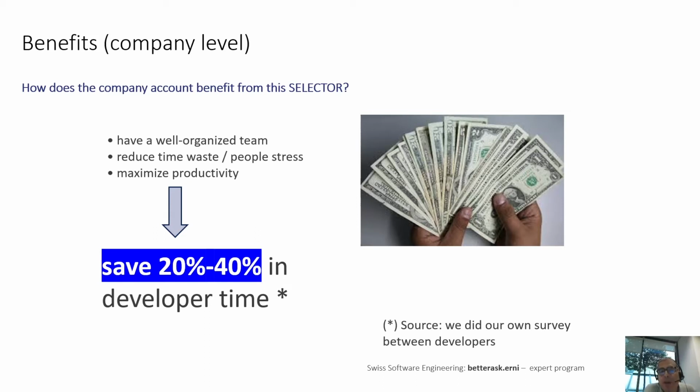Back in February, we did a survey on the internet, and we found that people think that using a proper strategy saves about 20 to 40% in developer time. We did an analysis. It was, of course, a subjective survey. It's not something we can quantify, but it's believed to save time and effort.